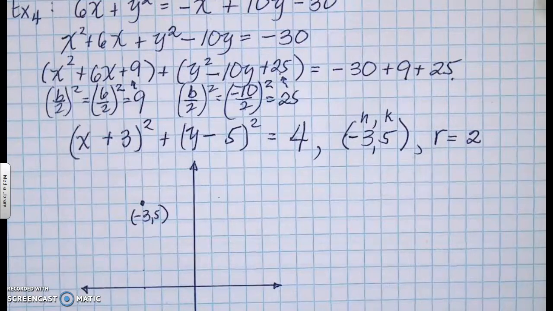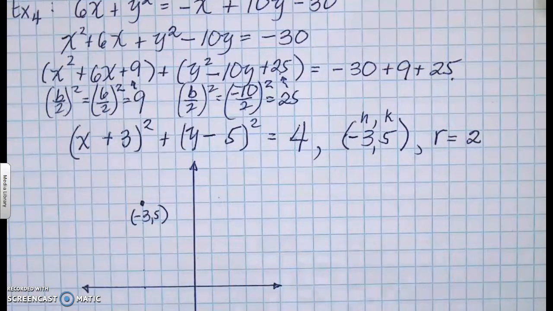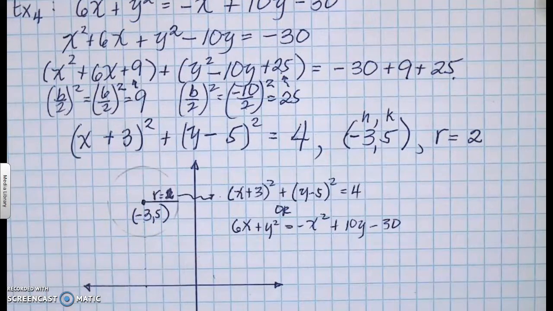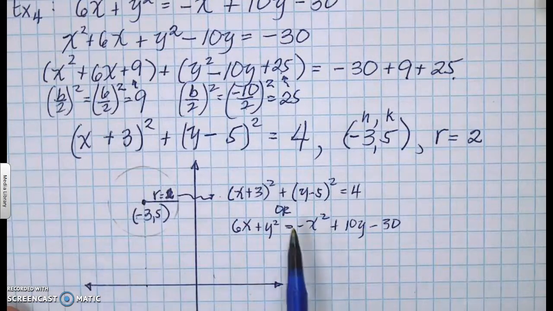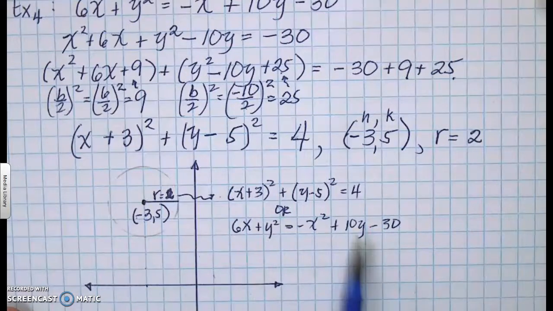So let's start graphing this circle. Our center is at negative 3, comma 5, which is here. And our radius is 2. Okay, so to finish this up, your radius is 2, so you have this as your circle. And your equations are these. These two are equivalent.